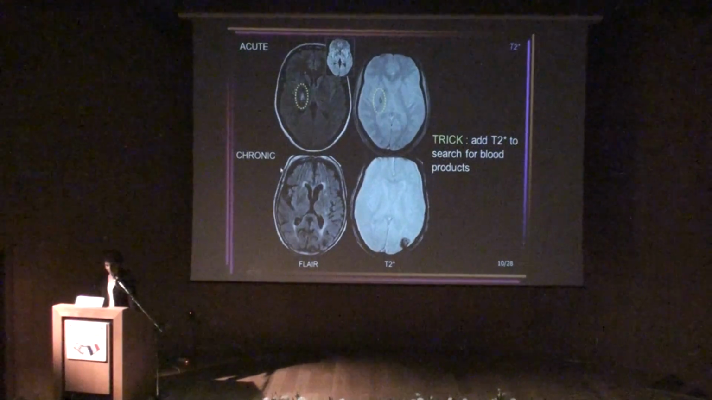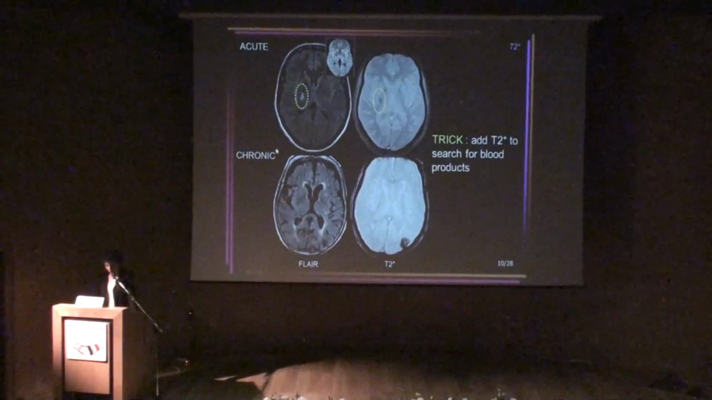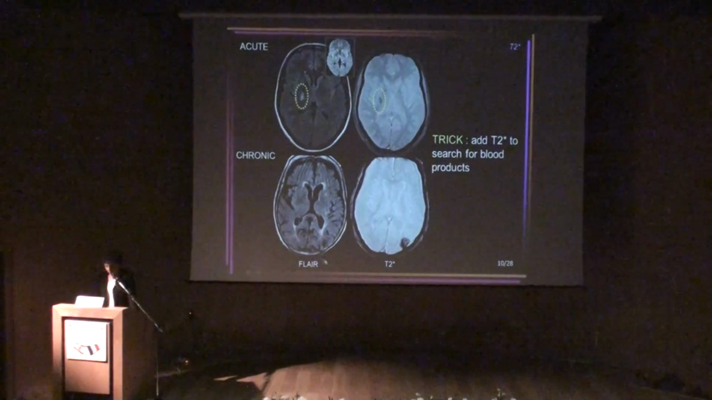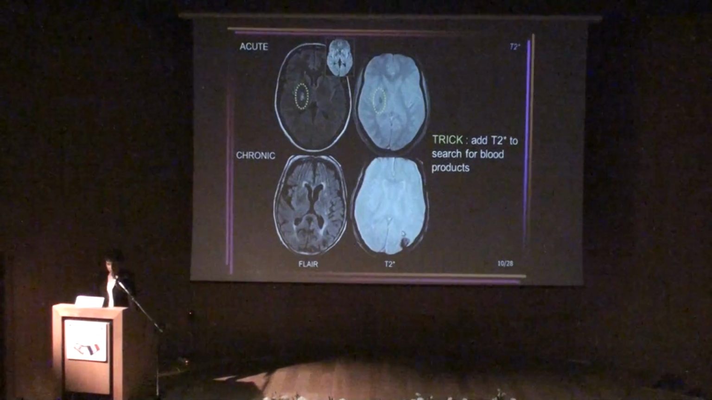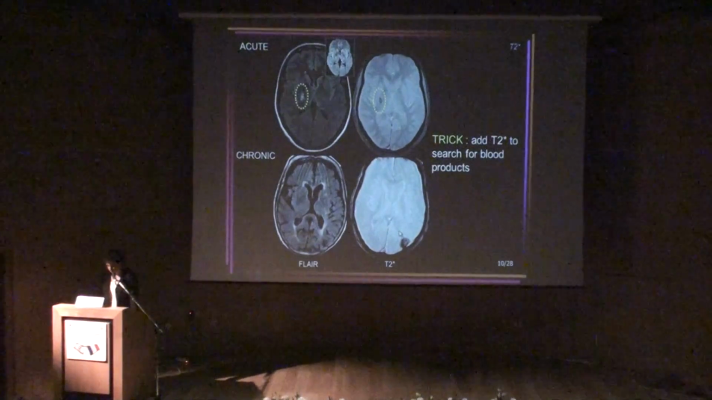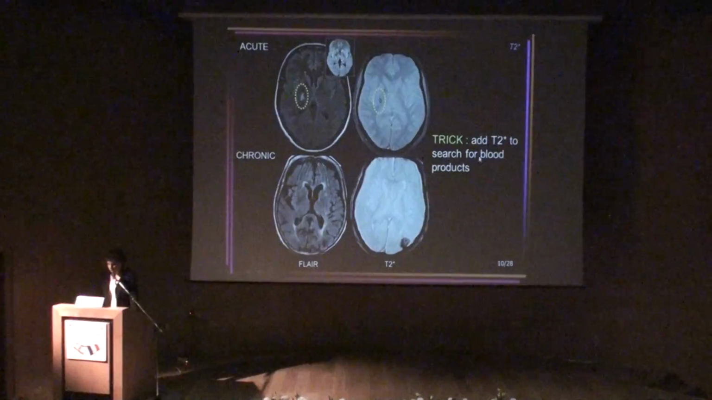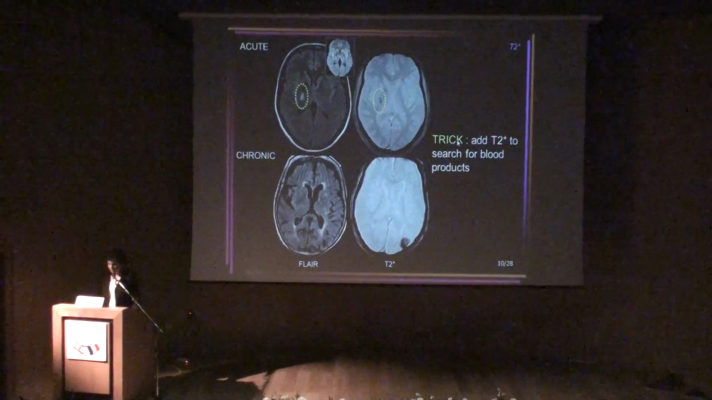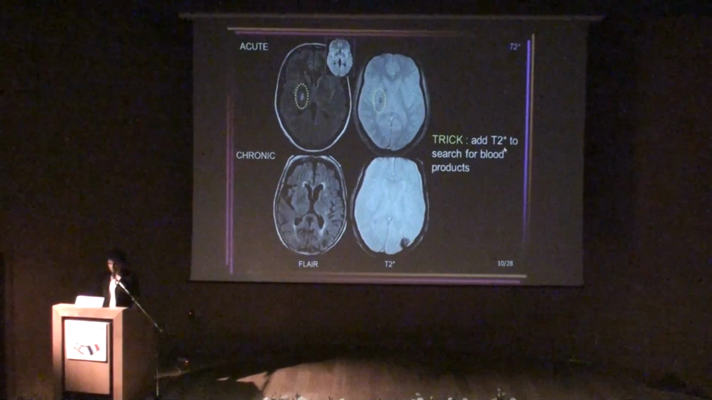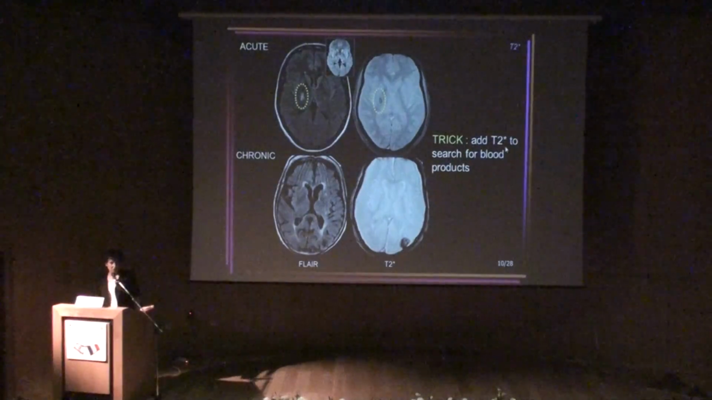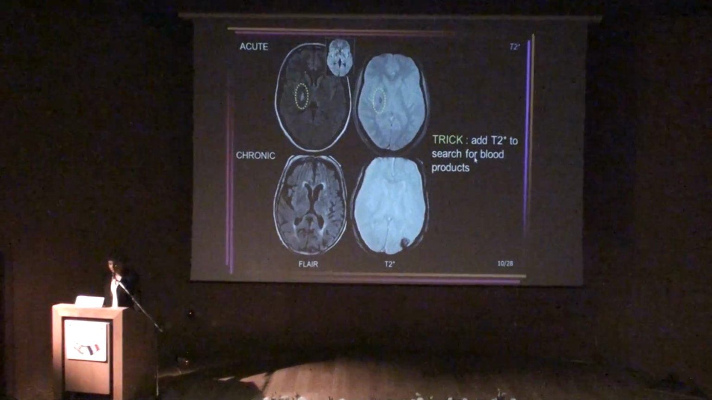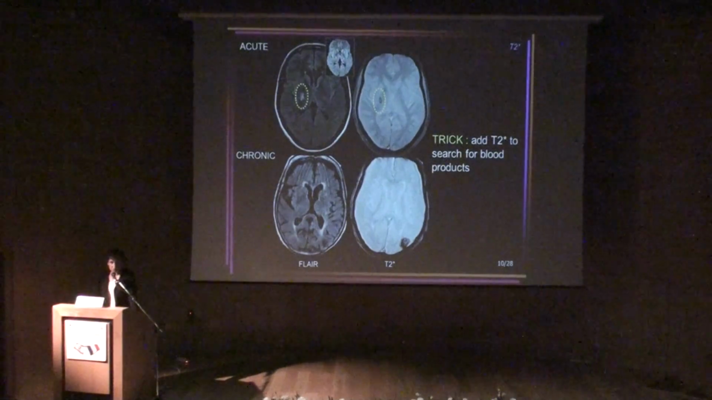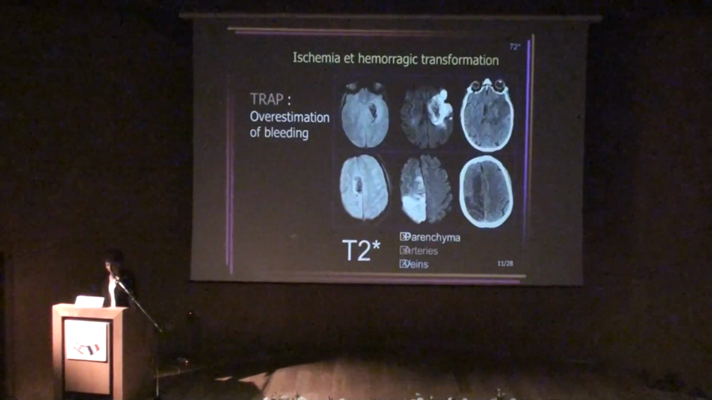Again, another example here is at the chronic stage, where the FLAIR is unremarkable, and you can see the chronic hematoma on T2 star sequence. So the trick is simply not to forget to put in a T2 star weighted sequence, whichever you want, to search for blood products any time the patient is referred for sudden deficit or headaches.